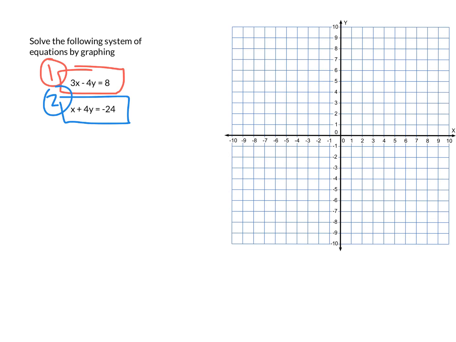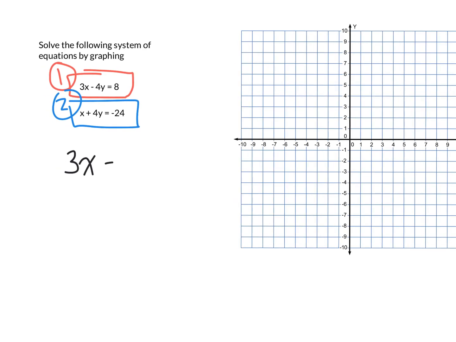I'm going to arrange the terms so that it's in y equals mx plus b form. Sorry about shifting everything there. It's going to be hard to write this because I'm writing not with the stylus but with my hands. So I'm going to first move 3x over to the other side, so that I'm getting the y term by itself.